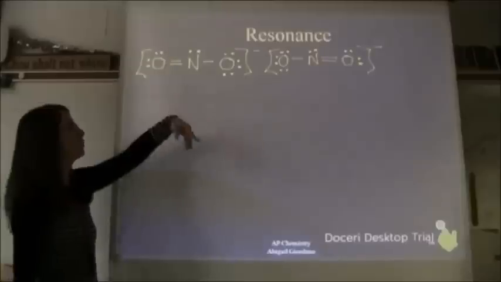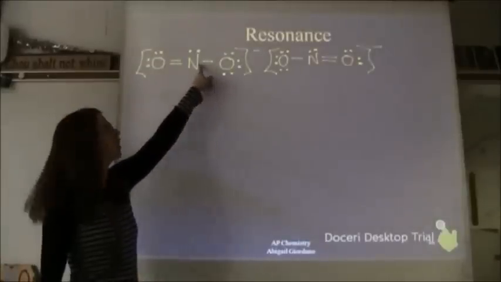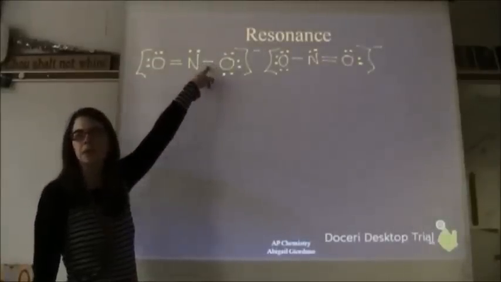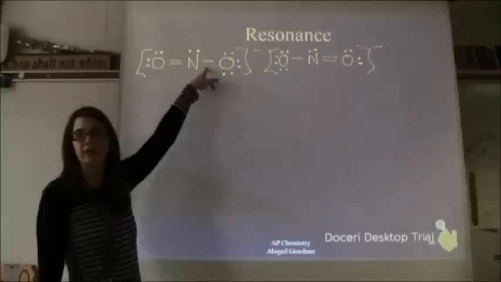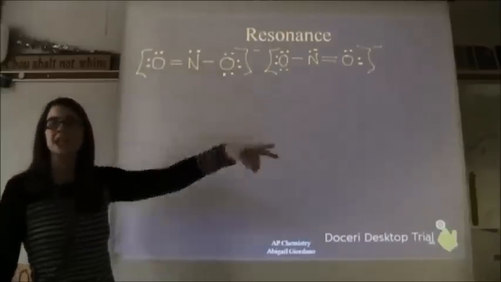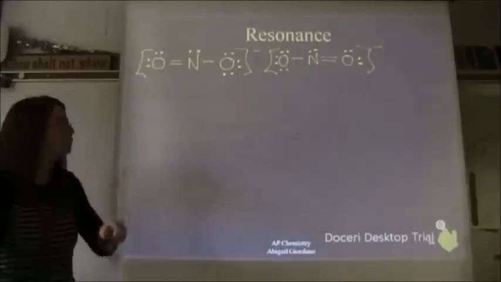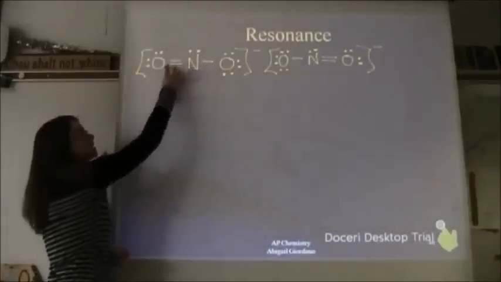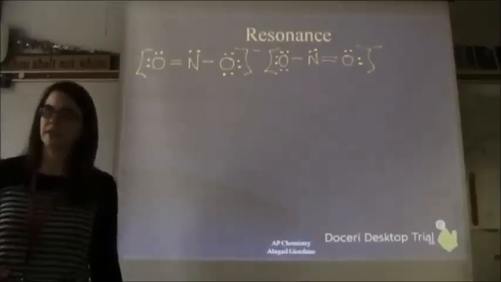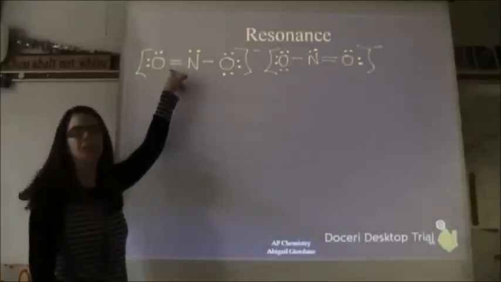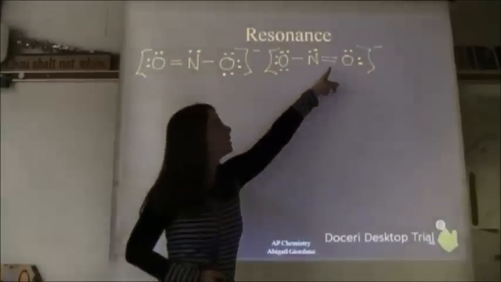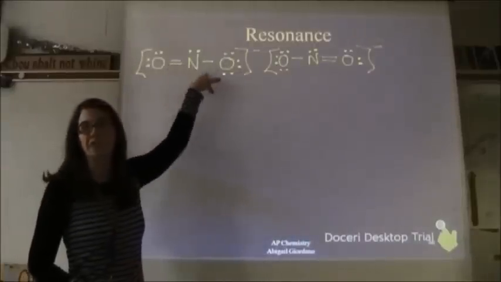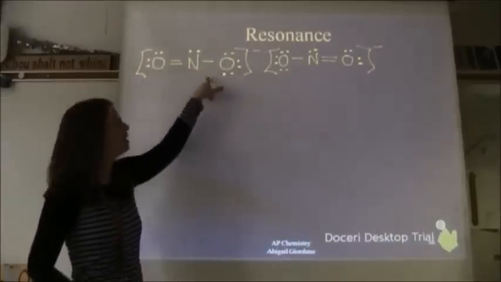Okay? Now, let's just back up for a second. Guys, when I draw just a single line like that, what does that line actually represent? A shared pair of electrons. A double bond is 2 shared pairs. That second pair of electrons doesn't actually sit in one position. It doesn't sit on this side either. Okay? It can move back and forth.